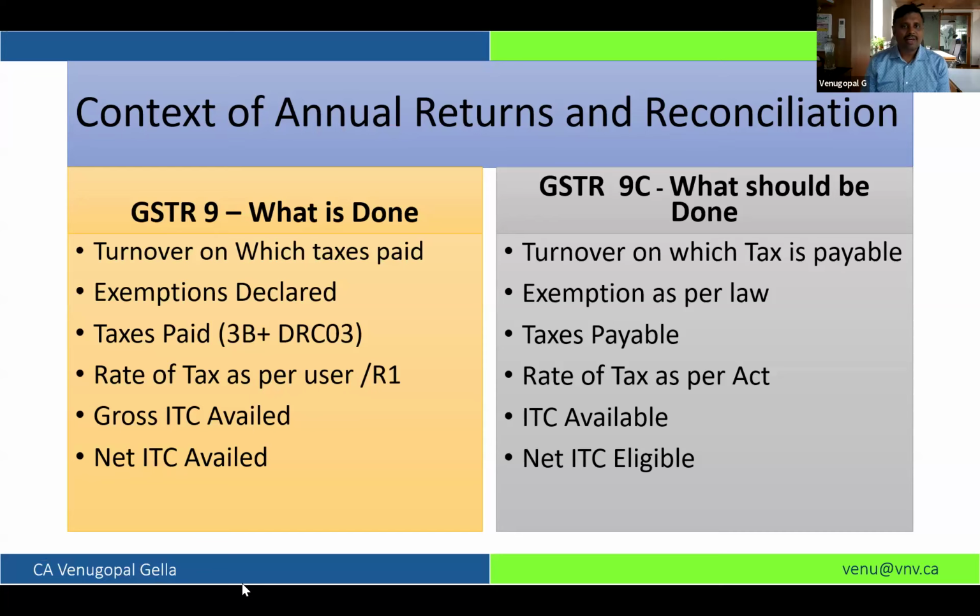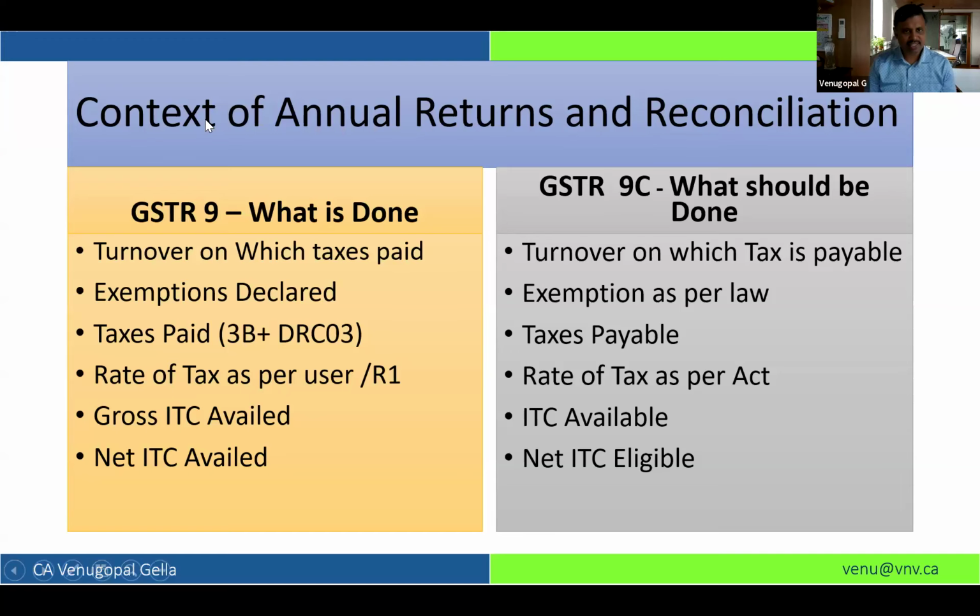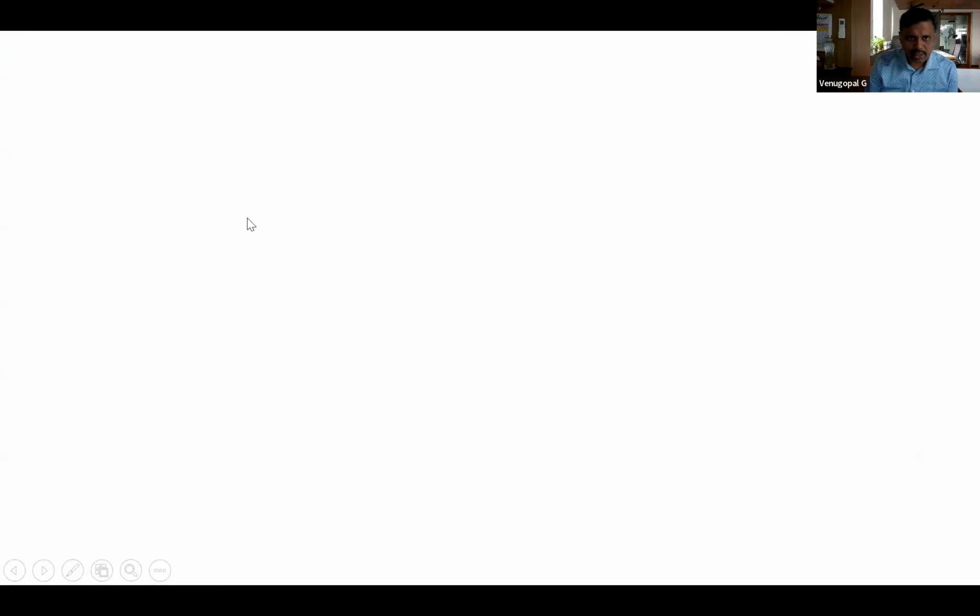Now, when I say the annual return context, let us understand the two terminologies which I have listed here: what is done, and second, what should be done. What is done versus what should be done. Let me see if I can use the whiteboard and show it.